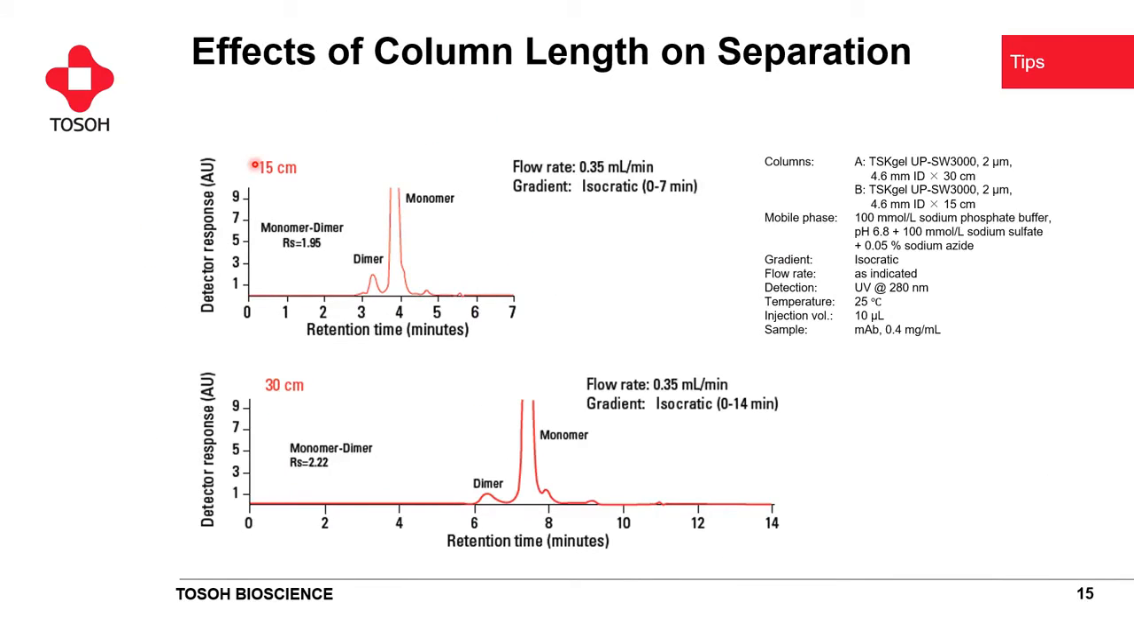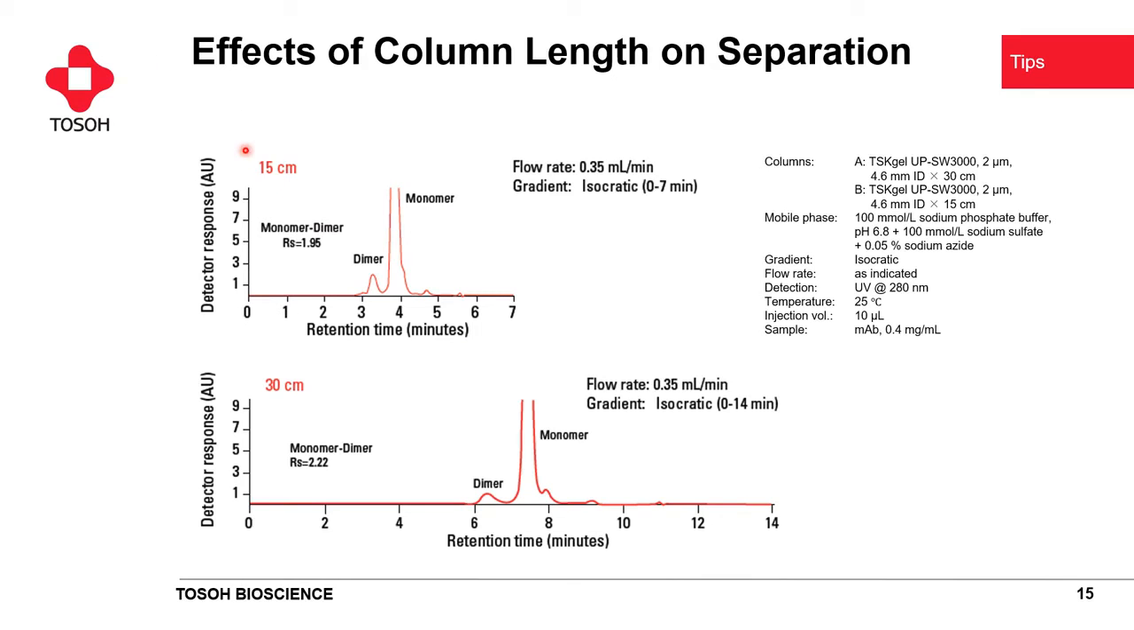One thing we have not been talking about so far is how the length of the column influences our separation. As for size exclusion chromatography, we don't have any adsorption, but we only have the molecules going in and out of the pores. You can imagine the more pores you can enter or not enter, the better the separation will be. And therefore a longer column actually also means a better separation. And this is what we see here.